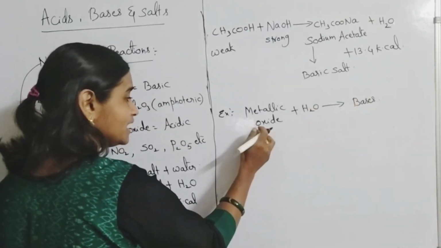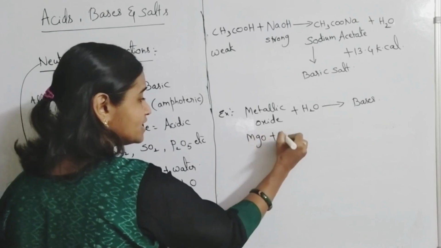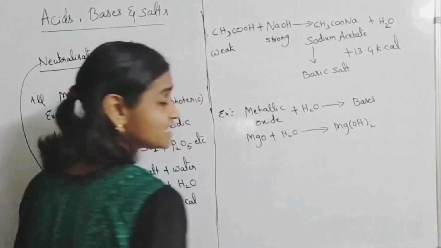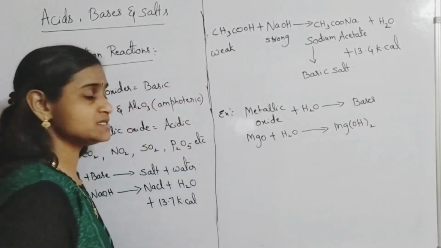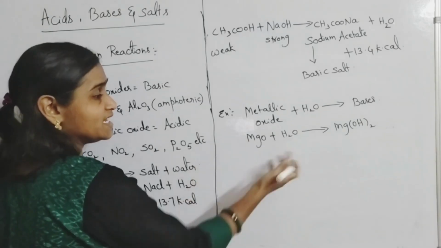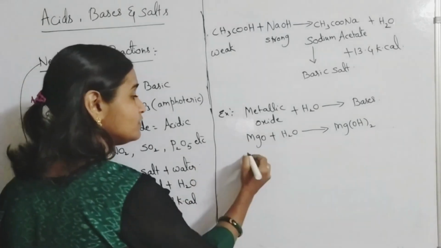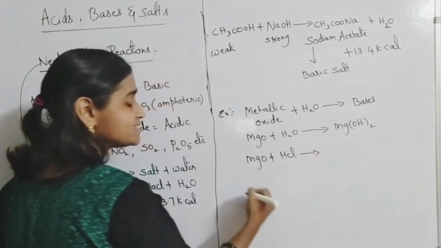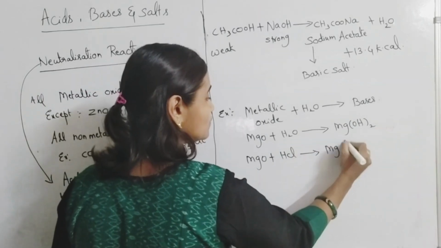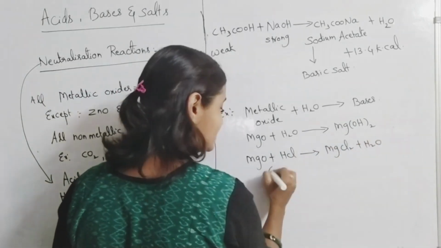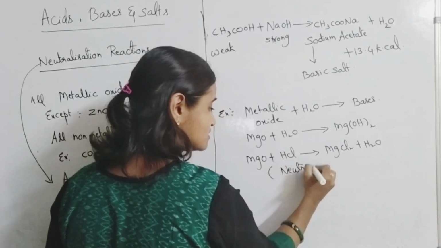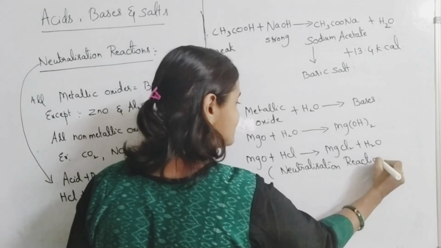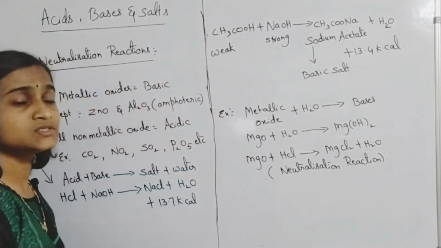You can take the example of MgO. When it reacts with H2O, it forms Mg(OH)2, taken twice. I am not balancing it; it gives rise to a base. Please remember, this is a metallic oxide, basic in nature. Or if you treat this metallic oxide with HCl, then also you will get salt and water, MgCl2 plus H2O. So this can be treated as a neutralization reaction, where acid and base react with each other to form salt and water.